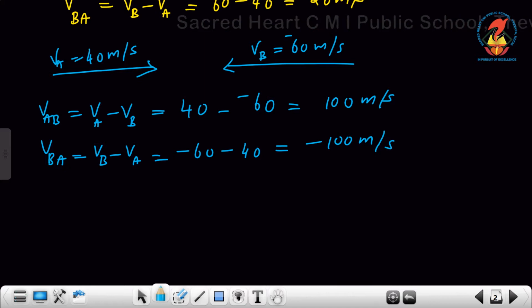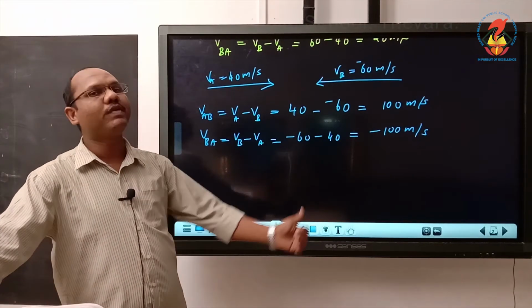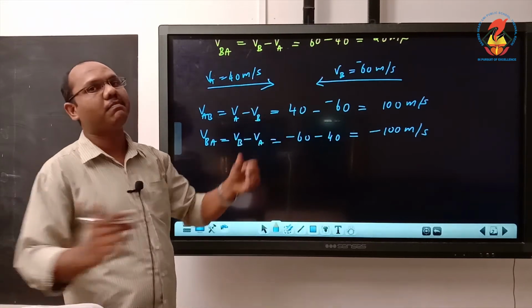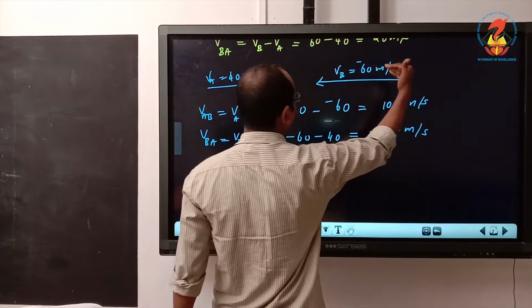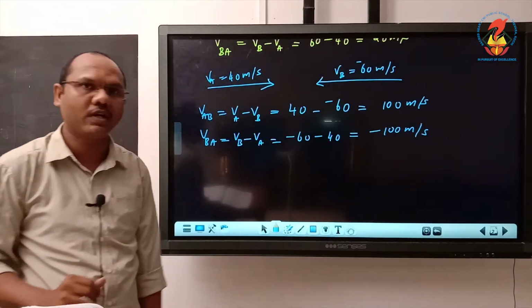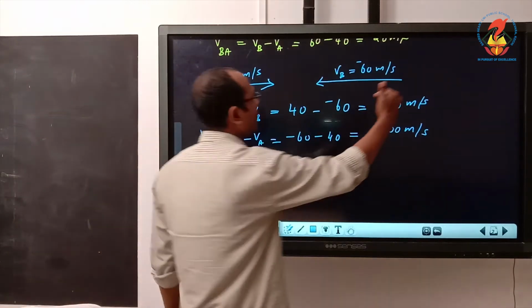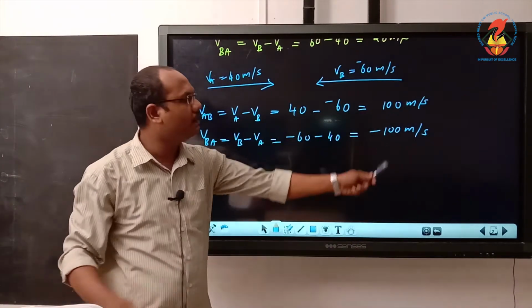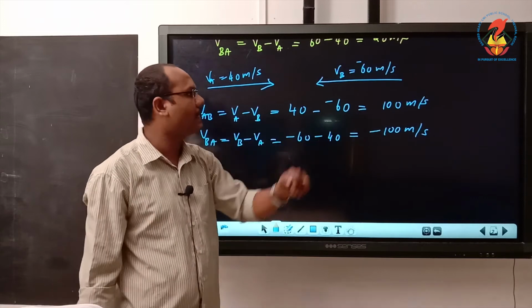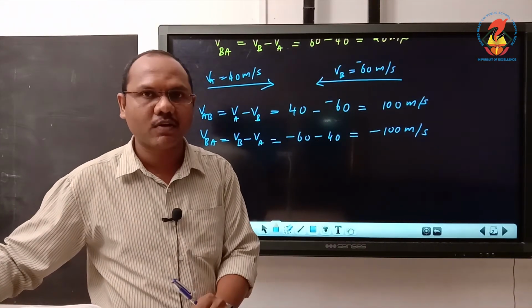What does this mean? This means that the second body is moving with a speed of 100 meter per second in the opposite direction as that of the first body. So A will think that B is approaching A with a speed of 100 meter per second. That is minus 100. So this is the concept of relative velocity.